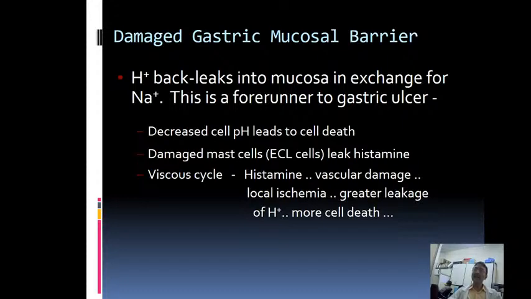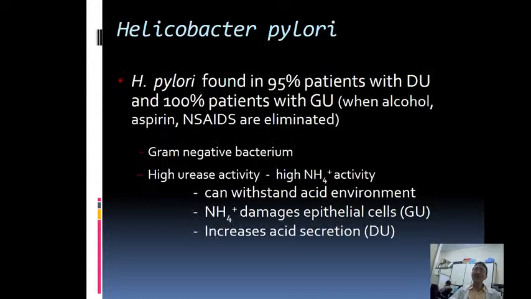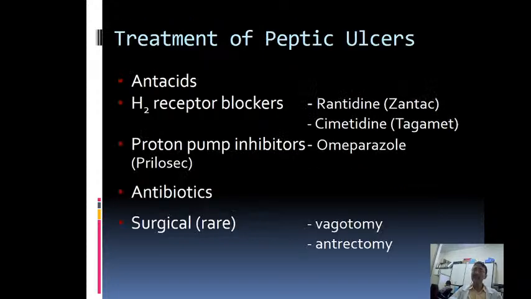The decreased pH in the cell leads to cell death. The damaged mast cells, that is the enterochromaffin cells, will cause an increased leak of histamine. This histamine will cause more vascular damage, more local damage to the cell wall, more leakage of hydrogen ion, and more formation of ulcers. Helicobacter, as I said earlier, Helicobacter pylori is one of the bacteria which is implicated in the duodenal ulcers.